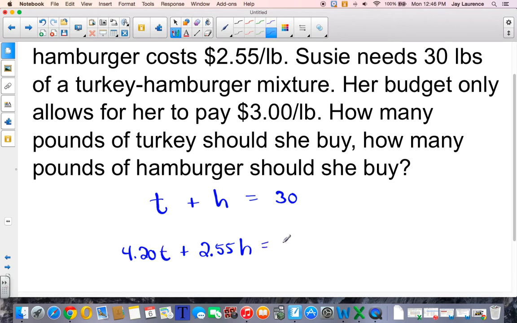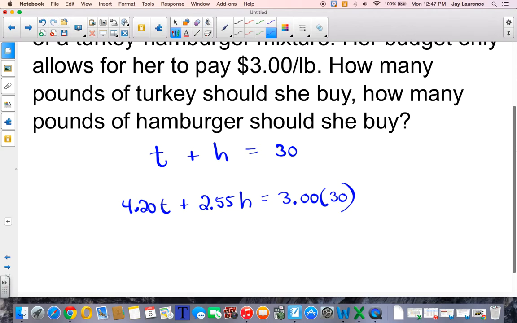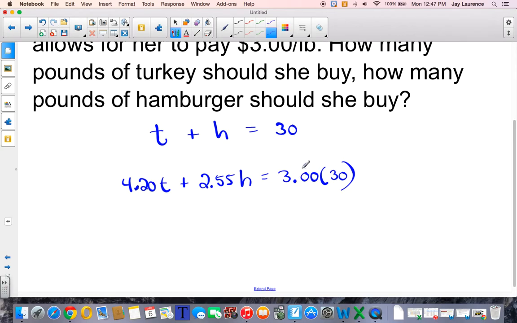Together, I need it to be $3 times the 30 pounds, right? Because this is going to be the money I spend on the turkey. $4.20 per pound times the number of pounds. If I get 1 pound of turkey, $4.20 will be required to pay for the turkey. Now I'll need money for the hamburger too. So I take the price of the hamburger and I multiply by the number of pounds. That tells me how much money I need for the hamburger. Altogether, it would be the same as spending $3 on 30 pounds. So this will come out to be 90.